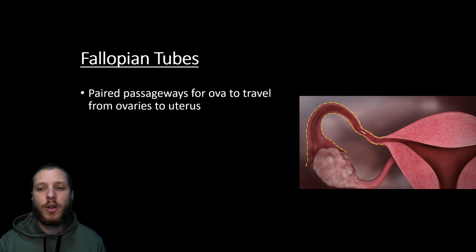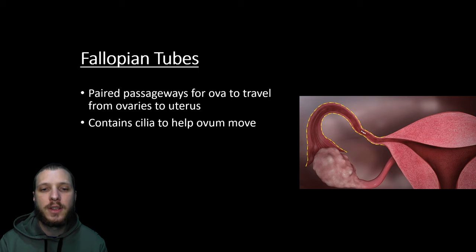And then once we leave the ovary, we're entering the fallopian tube, which is the passageway into the uterus. These contain cilia to help move that egg along. If you remember, cilia are those fine hair-like cellular extensions that aid with movement in the body. So they're going to aid the egg towards the uterus.